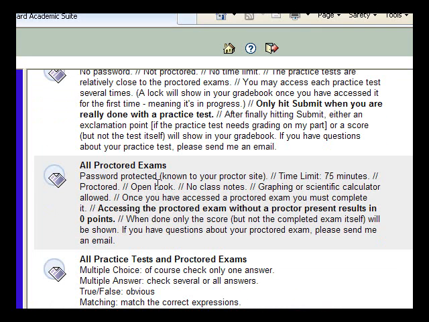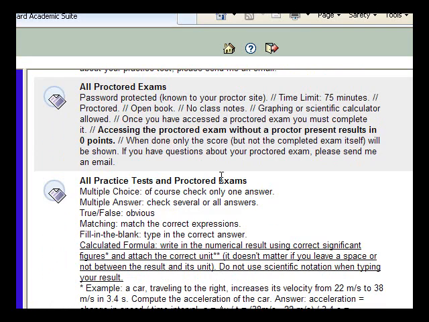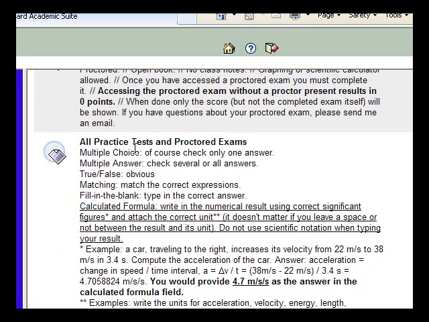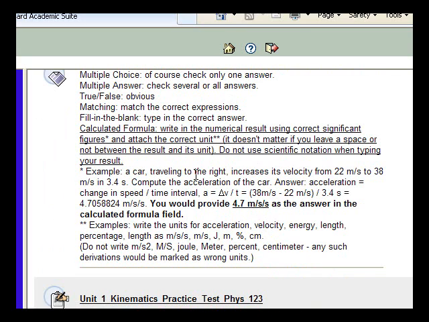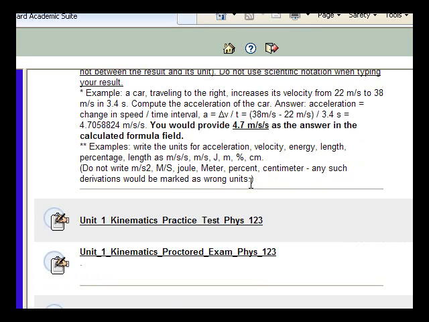So here on the proctored exams, of course you only have one attempt, and you have to finish while you're there. Then there's some information on both practice and proctored exams. I want the problems, the results to be posted, and the more important one is the calculated formula. I'll talk about that once I get to a practice test, and this is how I want to have the answer in there written as the result and the unit. But as I said, I will show you that in a moment.